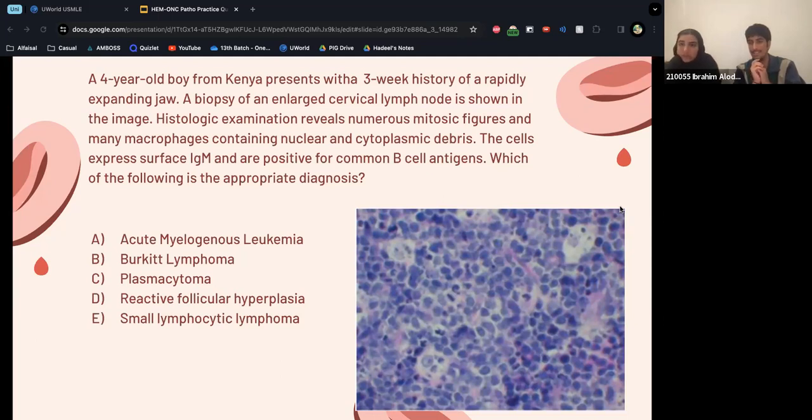Expanding jaw, yes, Burkitt's. It's most likely Burkitt's, because no other hematologic malignancy, at least from our knowledge, causes jaw expansion like this. Also the demographic: it's a young boy, a pediatric patient from Kenya. So good job, guys. It is B, Burkitt's lymphoma.